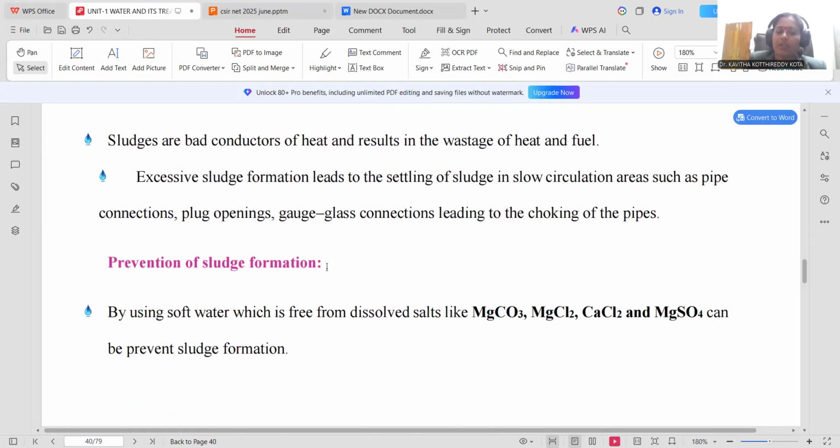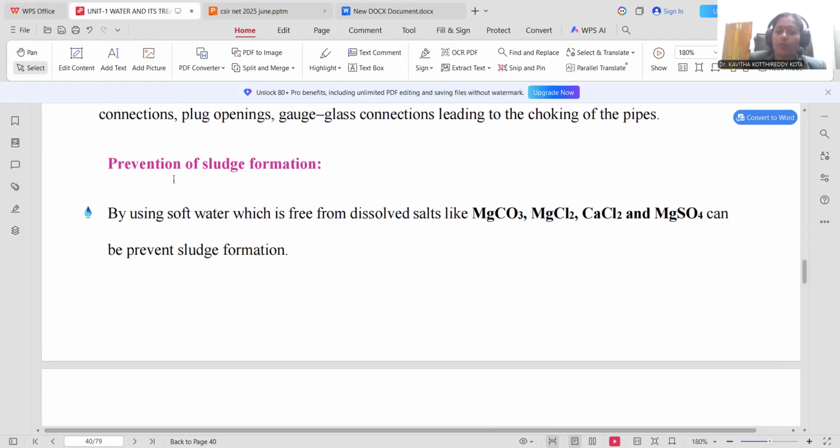Prevention of the sludges. Now, if you know the problems they are causing, then we need to prevent that kind of adverse impact, which can be mitigated by using soft water which is free from salts like magnesium carbonate, magnesium chloride, calcium chloride, and magnesium sulfate. These are the causes of sludge formation, right? So we need to take care to remove these kinds of salts before feeding into the boiler. Water must be free from such dissolved salts.